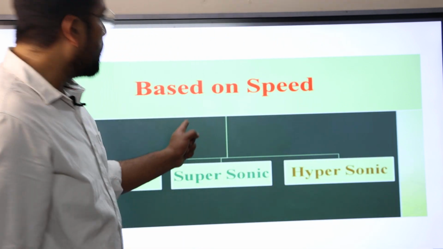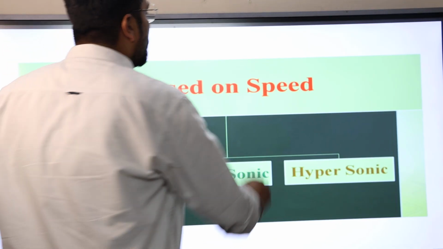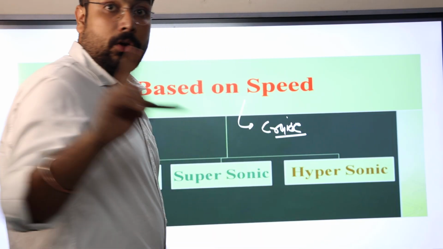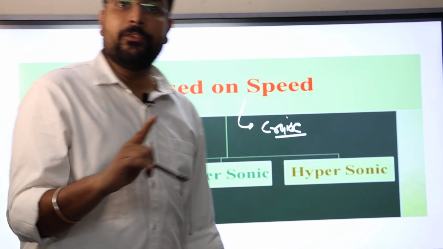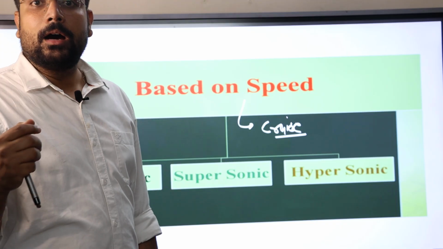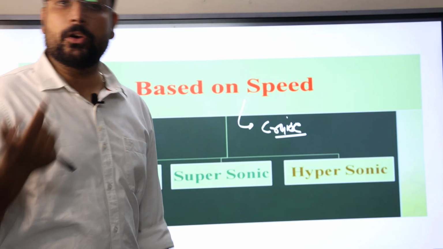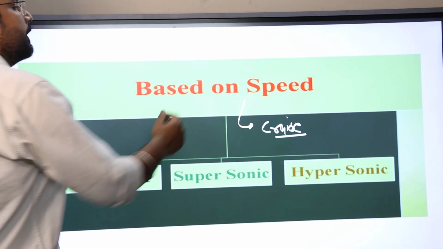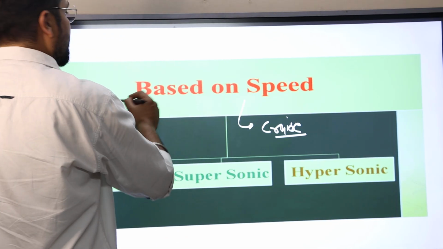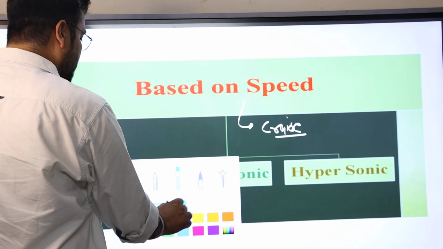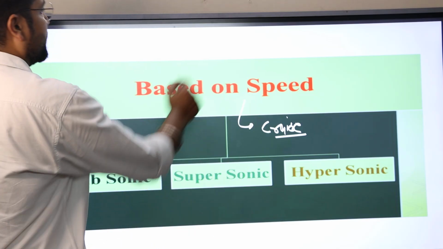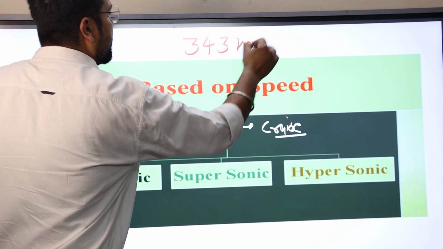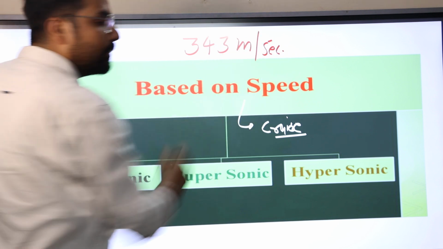Next one is based on speed, which is for cruise missiles. As I told you earlier too, cruise missiles are those that can never be classified under the range formula. For cruise missiles, there is another formula called speed. And what is speed? The speed of sound. Here we are going to talk about the speed of sound in air. What's the number? The speed of sound in the air is 343 meter per second. You must have heard this one.